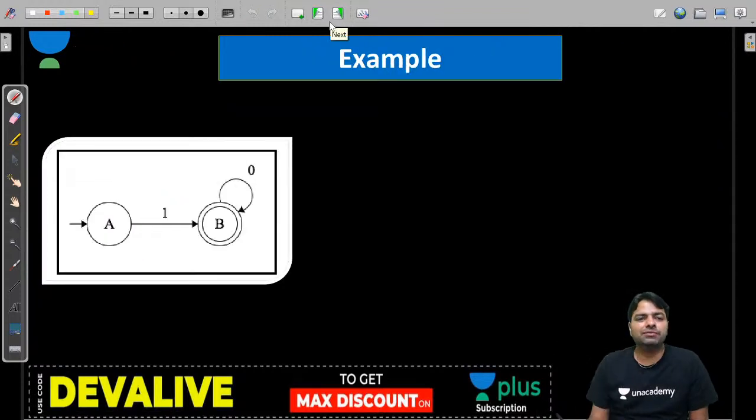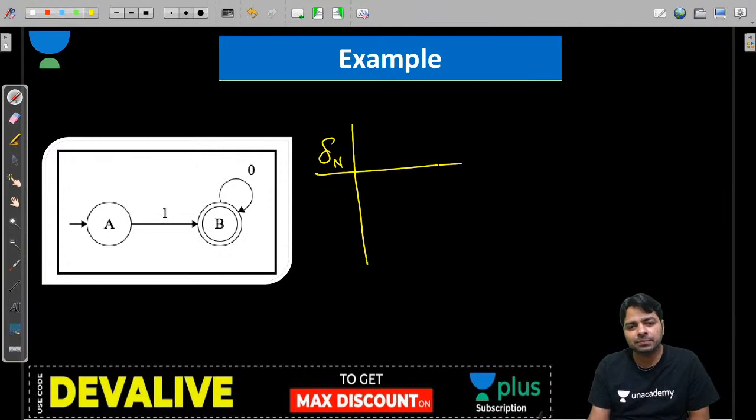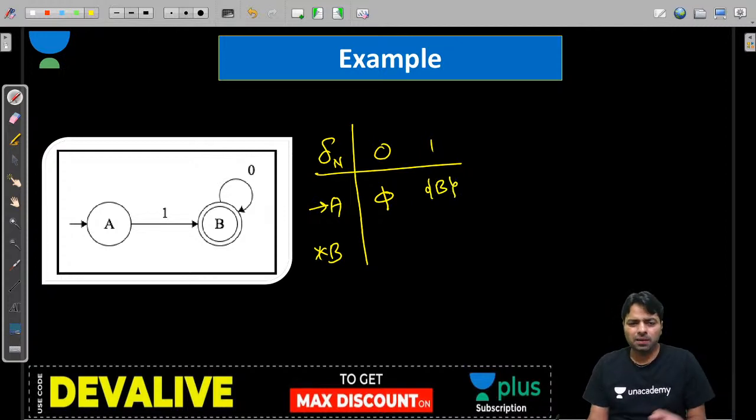Now we have another example. Quickly, I'm trying to design, guys. So first, what you do, make the delta N table, that's the NFA table, which is very easy to apply. So A is initial, B is the final. So take it. A on 0 goes to empty set, A on 1 you are going to B, on 0 B is B itself, B on 1 empty set.